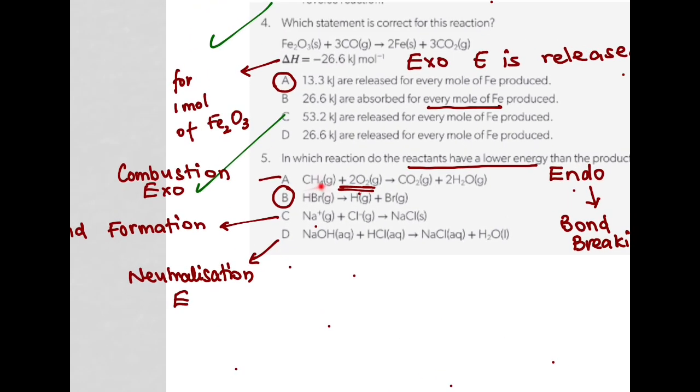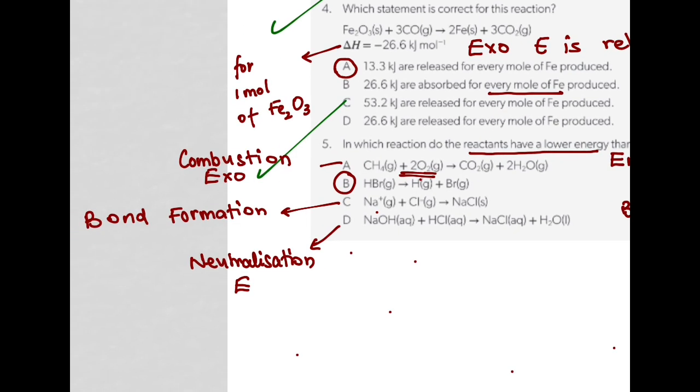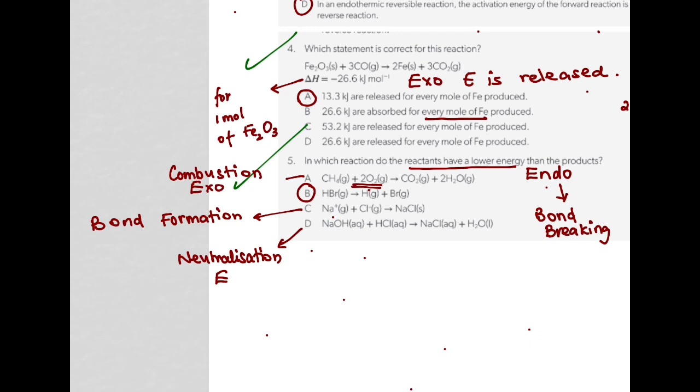First one, you can see it's reacting with oxygen. Reacting with oxygen is just a combustion reaction. So burning is combustion and combustion is exothermic. So answer A is exothermic. If you look at answer C, you can see that Na plus is combining with Cl minus. So this is bond formation, and bond formation is exothermic. Here, this is a neutralization reaction. Neutralization reactions are exothermic in nature.